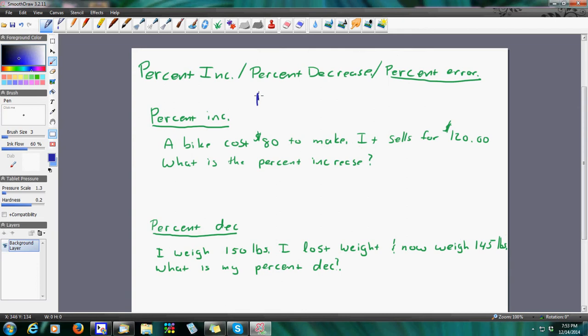You take the big number, and you subtract the smaller number, and because we're increasing, you divide it by the smaller number because you increase from the small, and then you multiply your answer times 100.